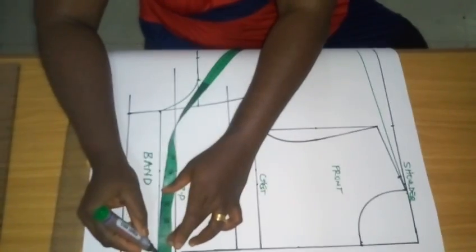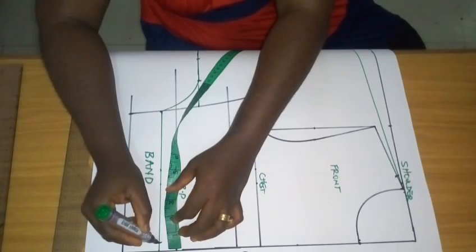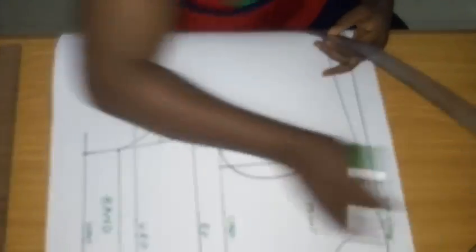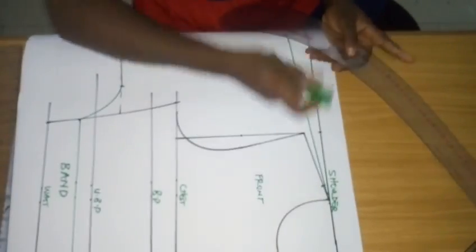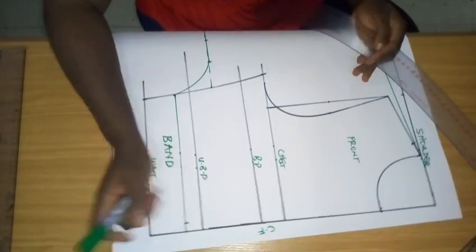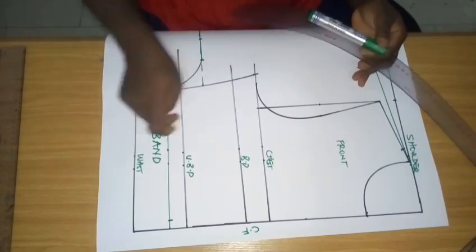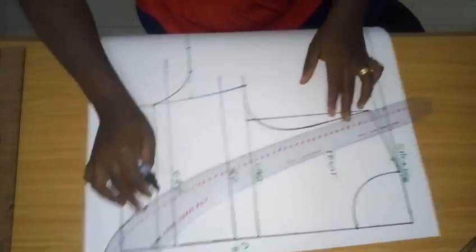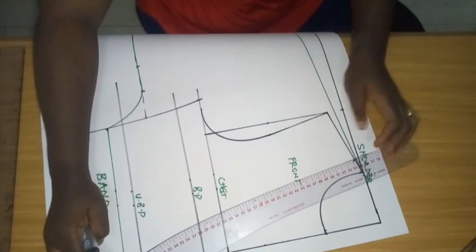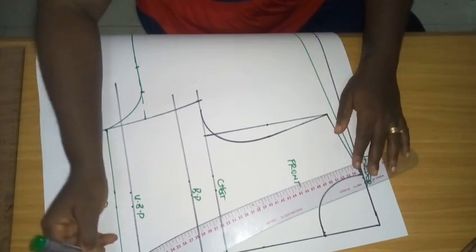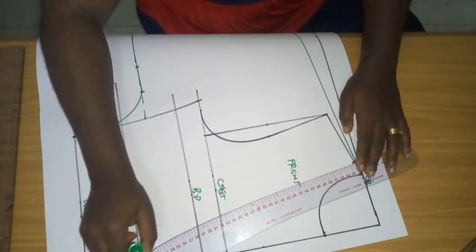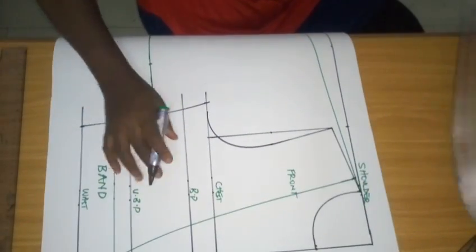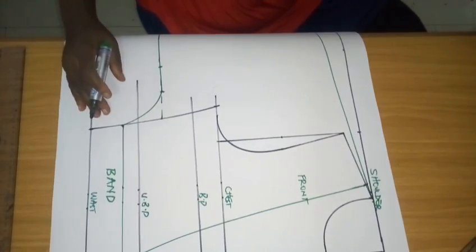On the waistband, I'll come in by 1/2 inch. Okay, so I came in by 1 inch, and I came in by 1/2 inch on the band line, on the waistband line. So I'll just connect what I have from there to here with my pattern ruler to create the neckline. So this is the neckline we have for that kimono dress.